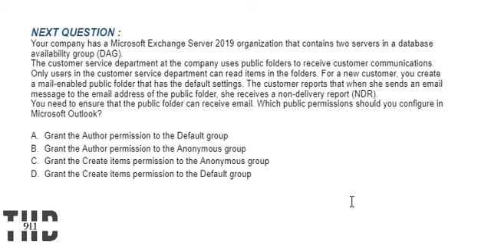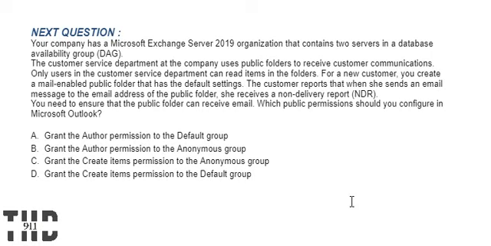Our question is, your company has a Microsoft Exchange Server 2019 organization that contains two servers in a database availability group. The customer service department at the company uses public folders to receive customer communication. Only users in the customer service department can read items in the folders. For a new customer, you create a mail-enabled public folder that has a default setting. The customer reports that when she sends an email message to an email address in the public folder, she receives a non-delivery report.